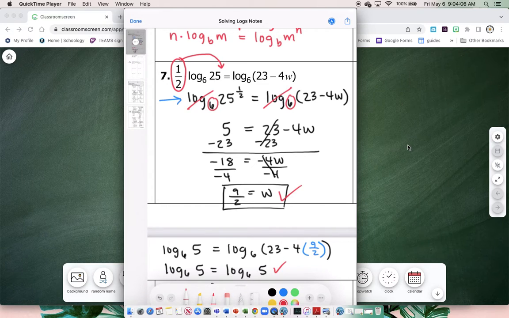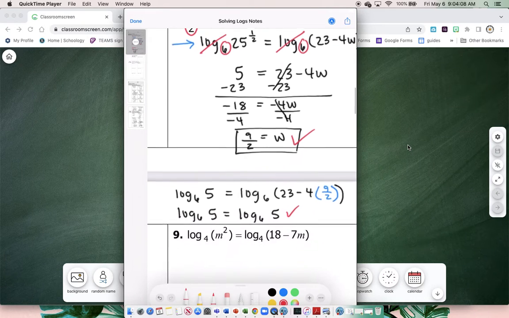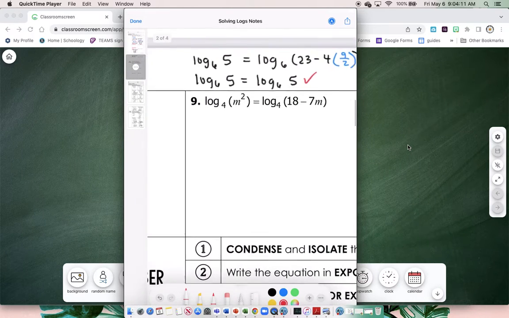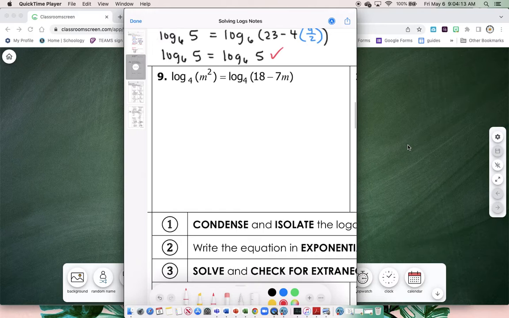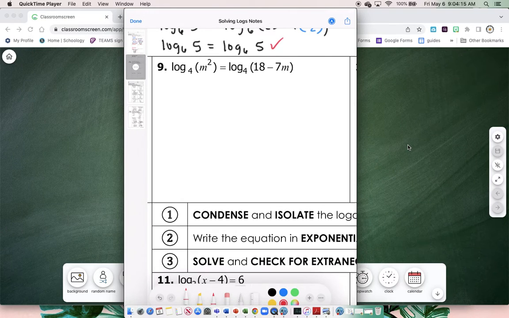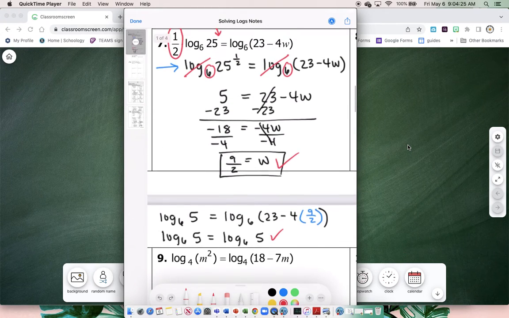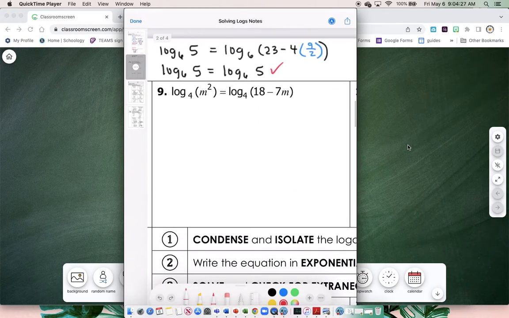Okay, let's talk about number 9. Yeah, number 9 is a good one. Why is number 9 a good one? Look, now we have m squared. We haven't said anything about these exponents yet, right? Except for the previous one that we did, we changed it to an exponent. But we haven't talked about when they just give us an exponent, variable squared in this case, right?